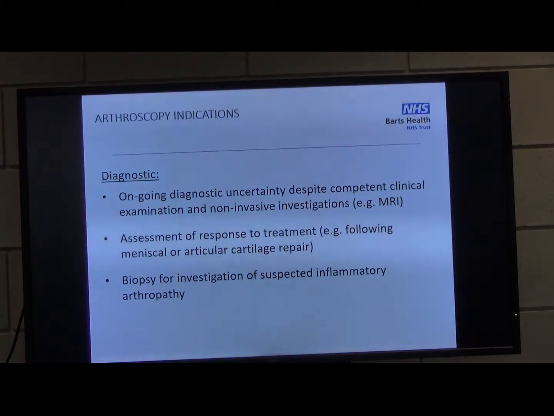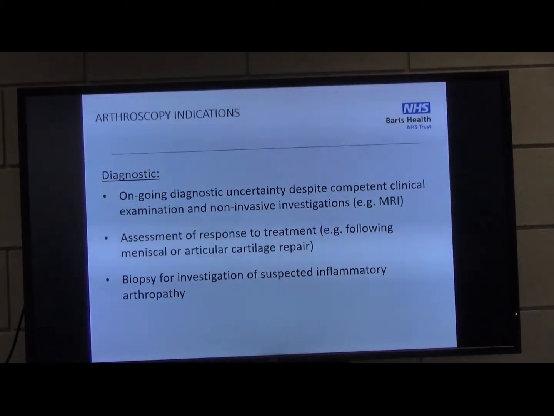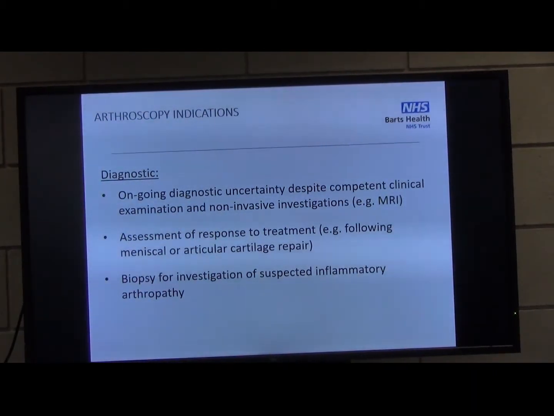So in terms of why we do any arthroscopy, although the vast majority of cases are done for therapeutic purposes and treating pathology, I think diagnostic arthroscopy still has a role in modern orthopedic surgery. Every now and then, you'll face cases in clinic where you've done your imaging, you've done a good clinical examination, and you're still not sure what's going on. So arthroscopy would be a good next step.